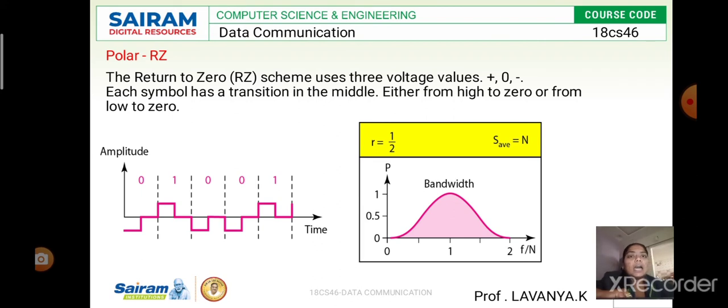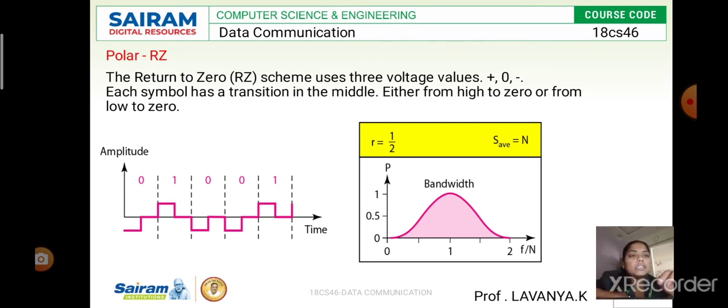And here, on the time axis, if it is 0 it means low to high and 1 is high to low. Like that they are differentiating the timing, or differentiating the signals. 0 means low to high, that is reverse Z, and 1 is like normal Z, that is high to low. Based on that, they are going to draw the signals. So this is what the polar RZ is.